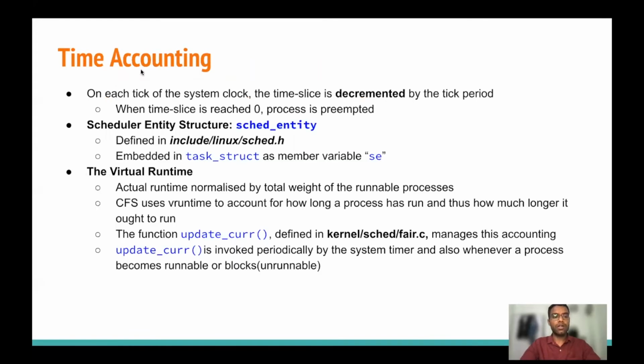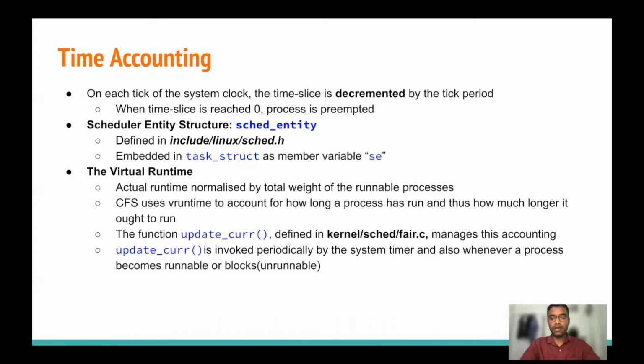So timing accounting is the method by which we can keep track of the timing information of each process. Timing information is updated for each process on each tick of the system clock. On each tick of the system clock, the time slice is decremented by the tick period. And when the time slice of that particular process reaches 0, then we can preempt that process from the processor.